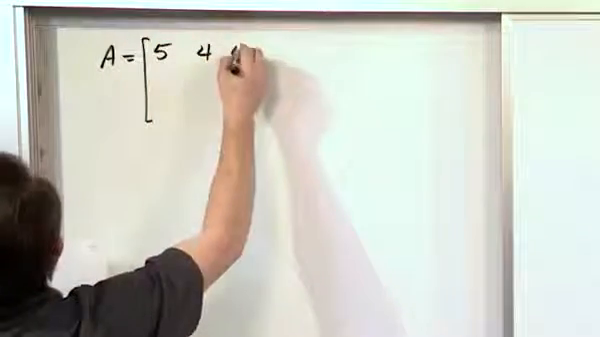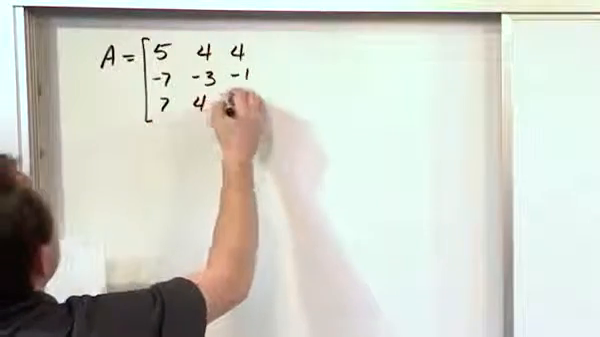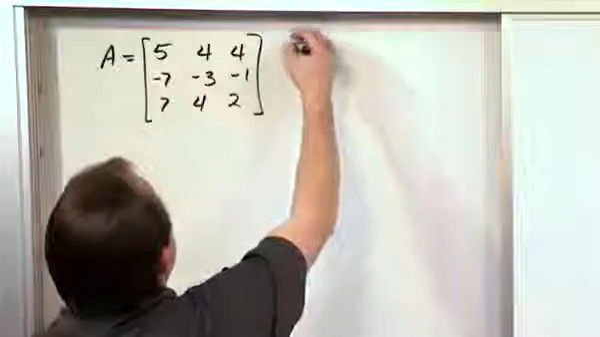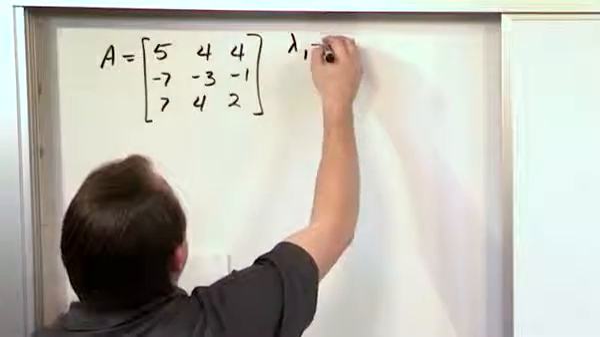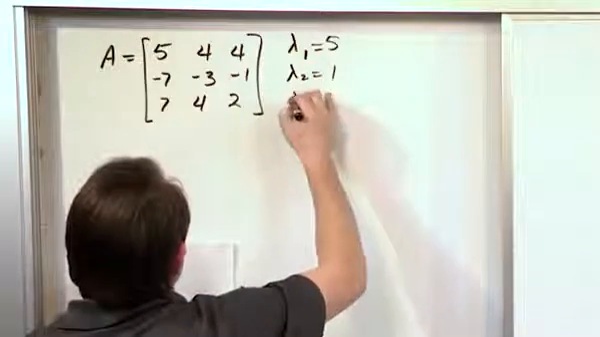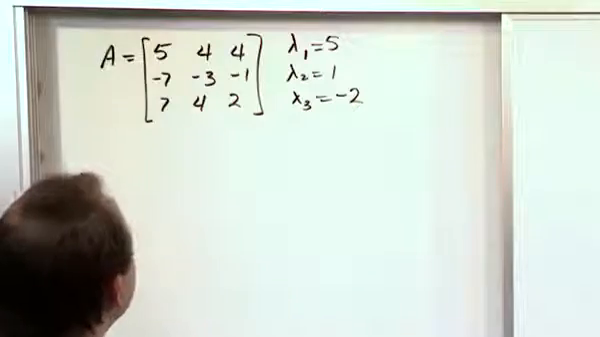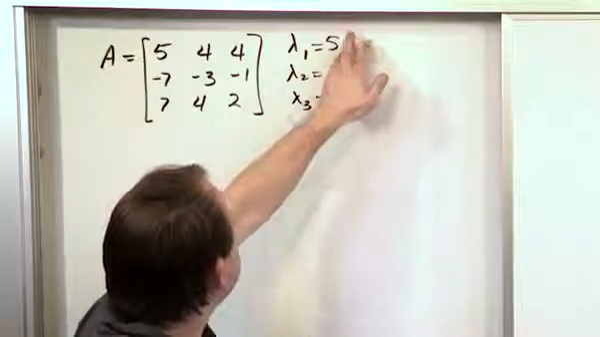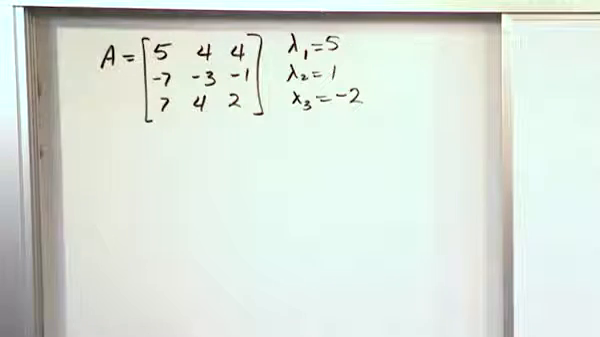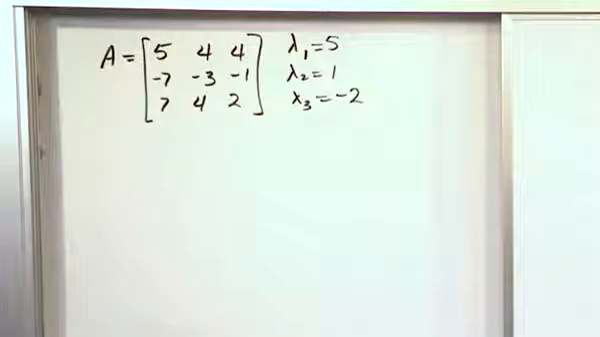5, 4, 4, -7, -3, -1, 7, 4, 2. All right, that's the matrix. Now we've already found these eigenvalues in a separate problem before. The eigenvalues are 5, 1, and -2. So we're going to get some eigenvectors associated with these, and they will together form what you call an eigenbasis for the eigenspace. I know that's a lot of eigens, but that's kind of the way you have to roll.